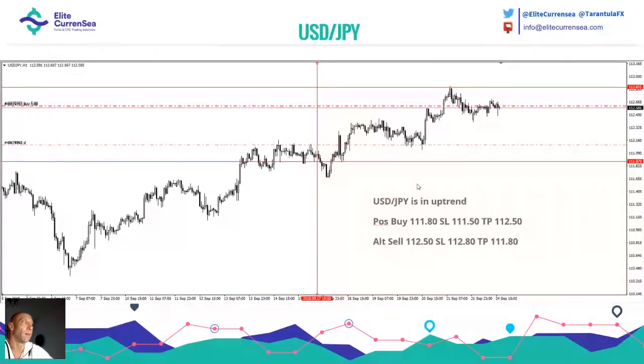Next one, dollar yen. Dollar yen was of course in an uptrend, and you see here this is the trade on my big account. I just took a screenshot. So you see I'm long, and traders who are trading with ECS live have the opportunity to join my live setups: clear entry, clear stop loss, target price, and money management. So yes, I am long.